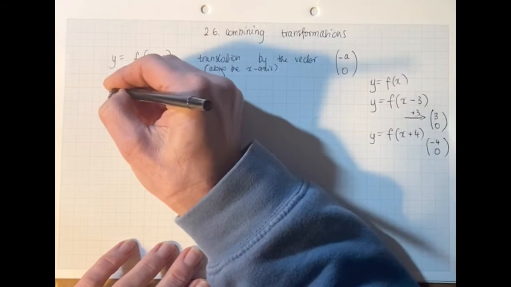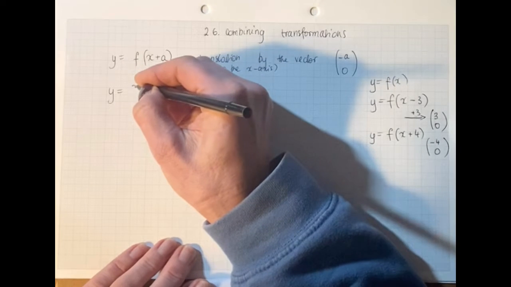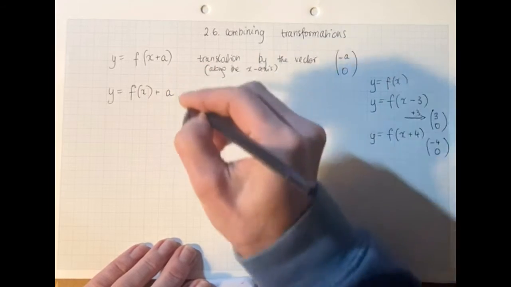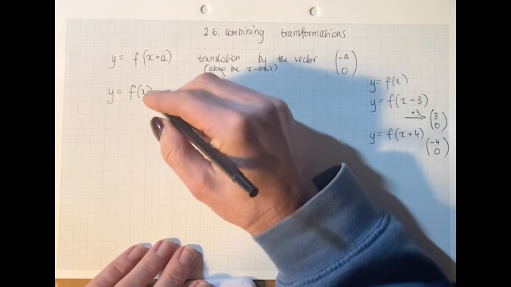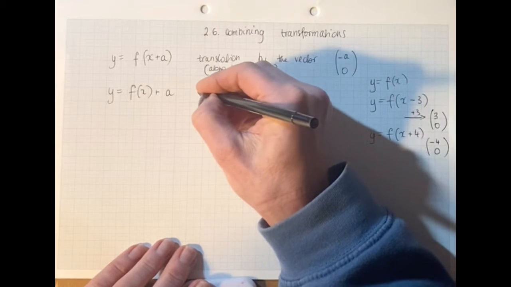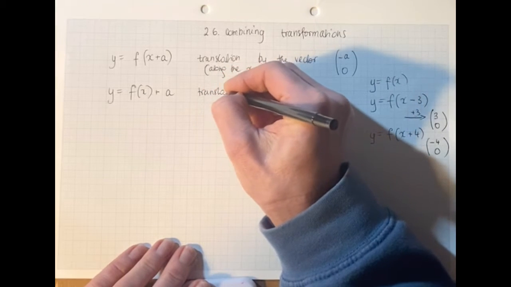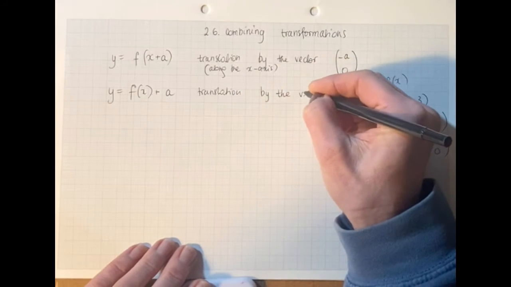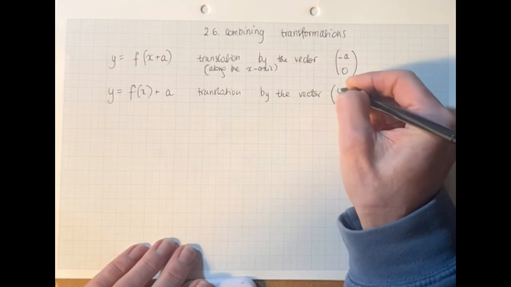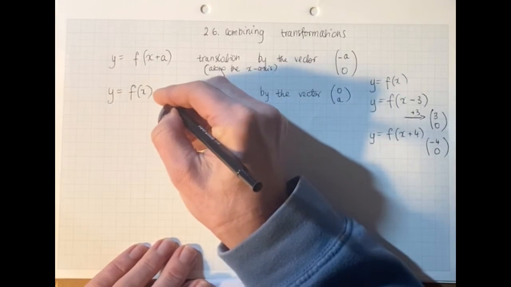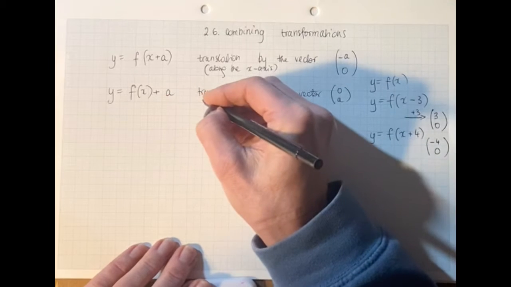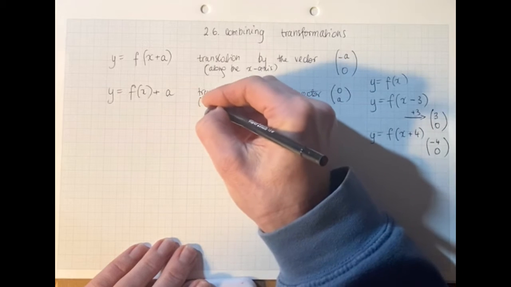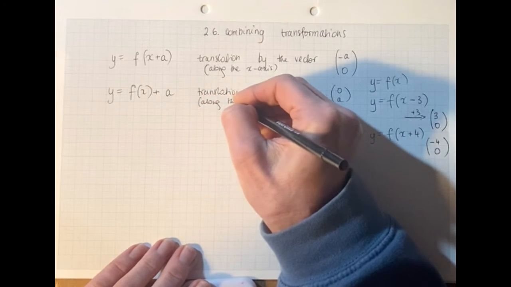Now, if we want to talk about the translation along the y-axis, then we are talking about f of x, and you add a to that f of x outside. So this is translation by the vector 0, a. So that means we are going to shift it up a units if a is positive, and down if a is negative. So this goes along the y-axis.